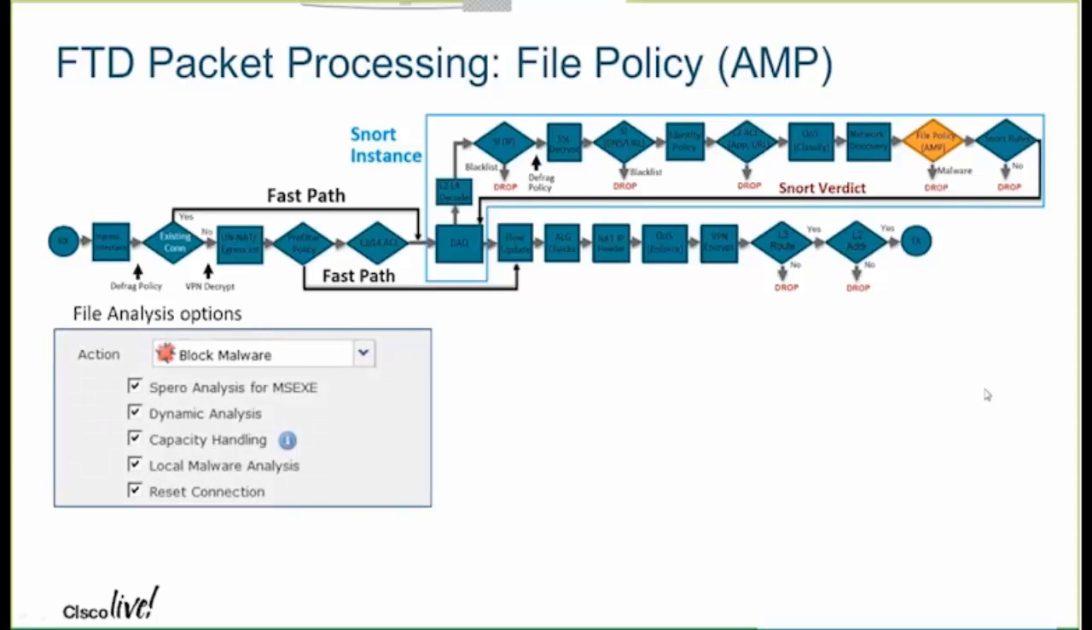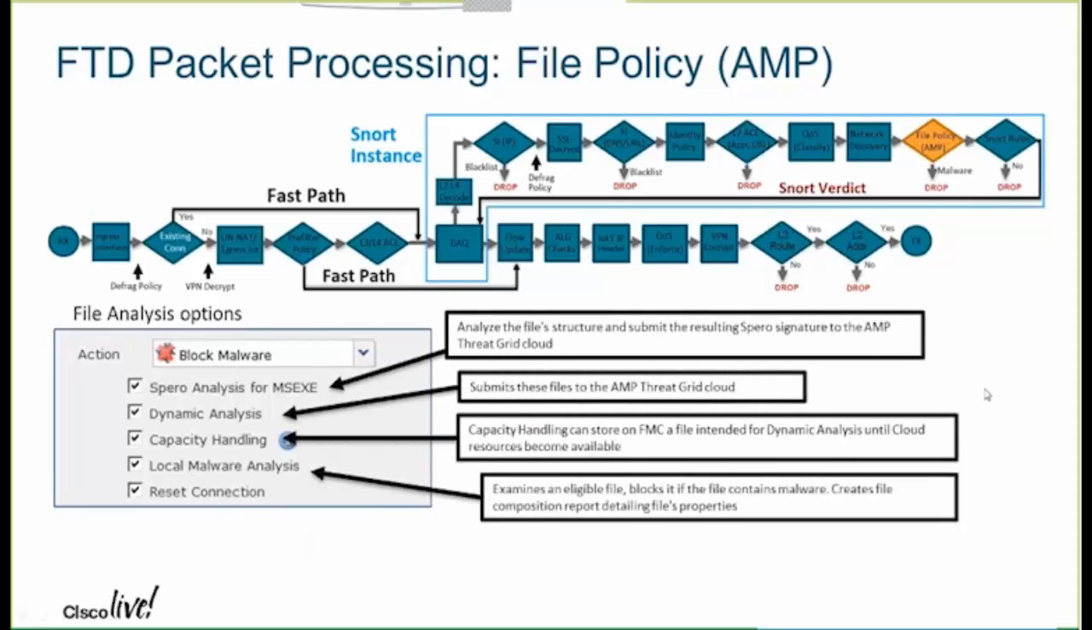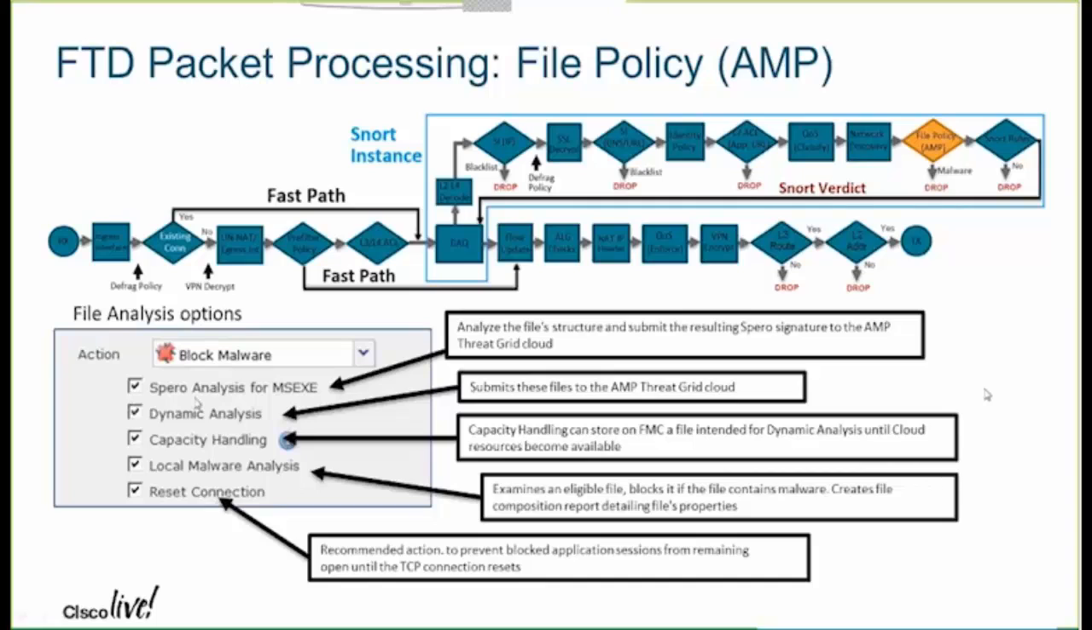So these were the actions that I mentioned earlier. In case of block malware, we do have a few options here. We can selectively choose all of them, or you can choose only specific actions under these criteria. Now, in case of block malware, one additional action is to perform a Spero analysis for exe traffic. It will perform an analysis on the file and submit the signature to the AMP cloud. And in case of dynamic analysis, it is going to directly send the file over to the AMP cloud for analysis.